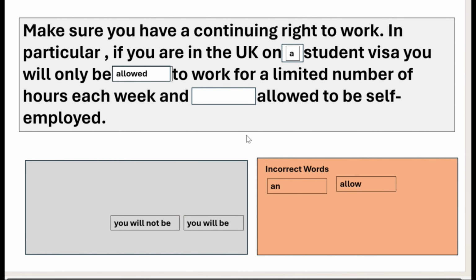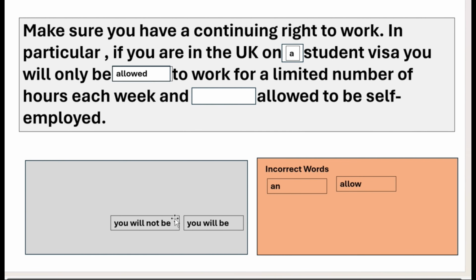Now, next one is very easy. A limited number of hours each week, and you will not be, or you will be. So the matter is yes or not. For this one, again, you need some book knowledge. It's not going to happen with grammar or with tips and tricks. You need some book knowledge. You need some training. Okay. So, you will not be or you will be.